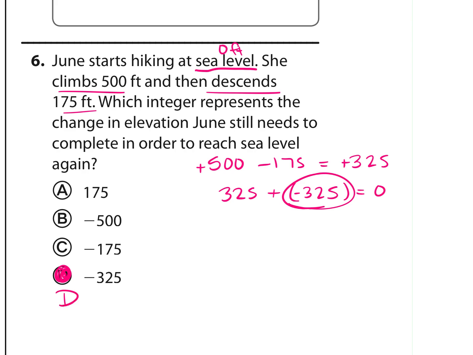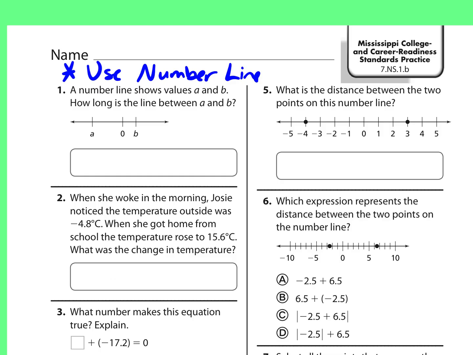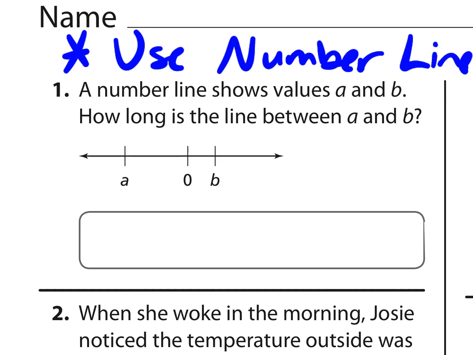Answer choice D. Standard NS1B is still adding and subtracting rationals, but we're using a number line. Looking at number 1, a number line shows values A and B. How long is the line between A and B? So we could think of this in terms of distance on a number line. This segment from A to 0 is just the absolute value of A. This segment from 0 to B is the absolute value of B. If we add the absolute value of A to the absolute value of B, we get that entire distance.